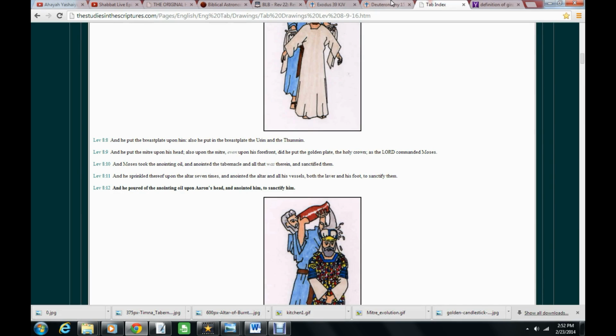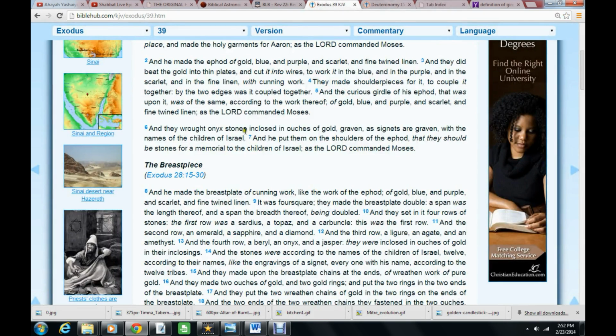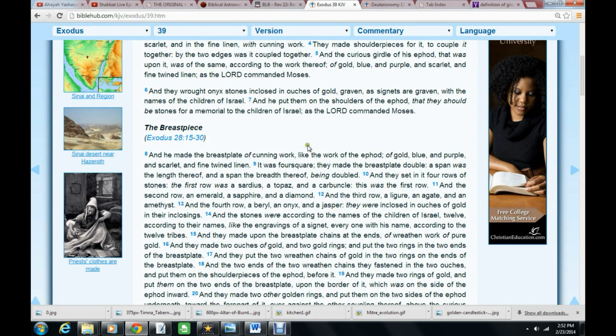So all that you'll learn on your own along the way. Learn what those words mean. So the curious girdle of his ephod that was upon it was of the same, according to the work thereof, of gold, blue, purple, scarlet, and fine twined linen, as the Most High commanded Moses.